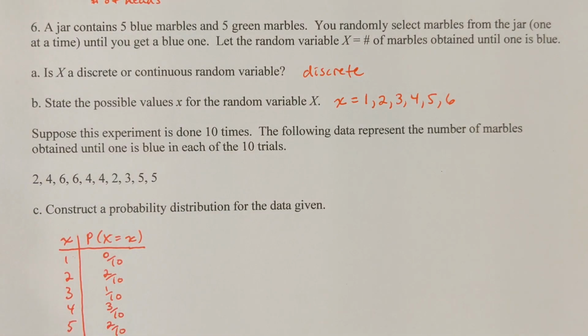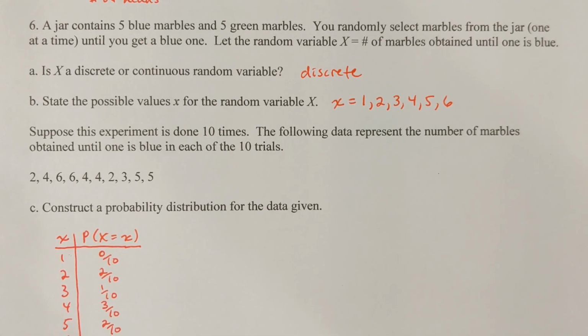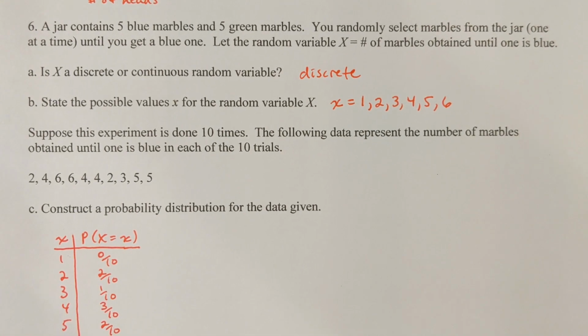I'm going to finish up the rest of 6.1 here and then possibly start 6.2 in this video. So we're on problem 6. It says that a jar contains 5 blue marbles and 5 green marbles. You randomly select marbles from the jar one at a time until you get a blue one. Let the random variable x represent the number of marbles obtained until one is blue.